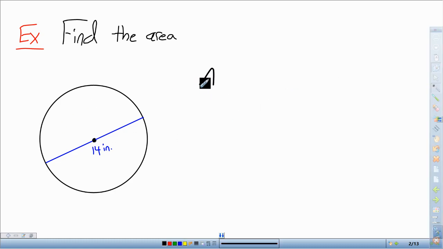All right, so first things first, let's write our formula again. Area equals pi r squared. On this problem, first thing to realize is they are not giving us the radius, they're giving us the diameter of the circle. So if the diameter is 14, we know our radius is going to be half that, 7. So that's what we need to plug in. Area equals pi 7 squared.